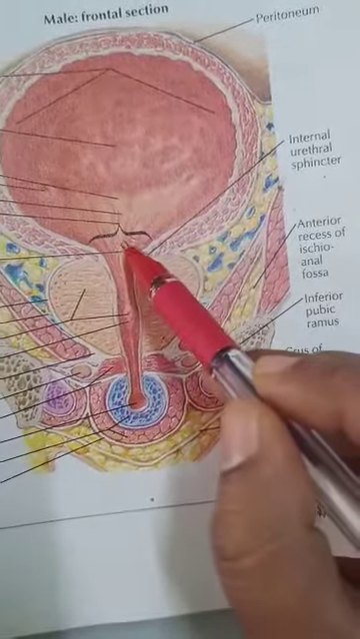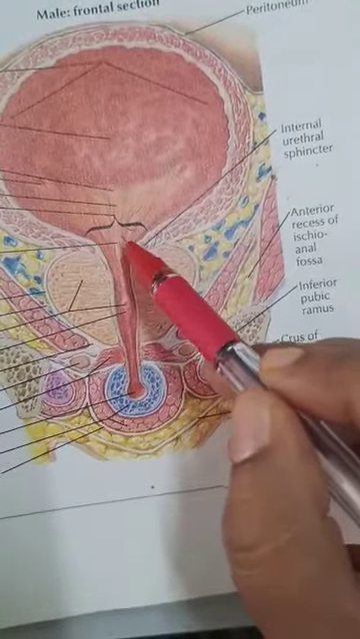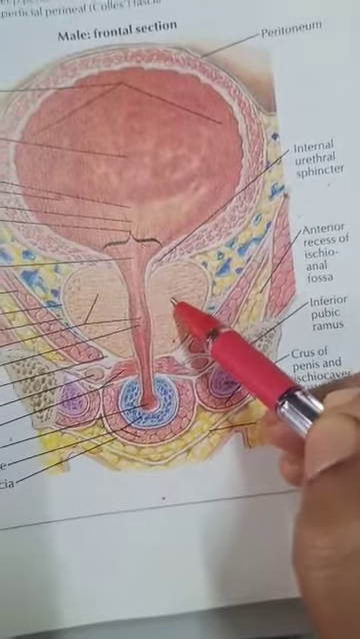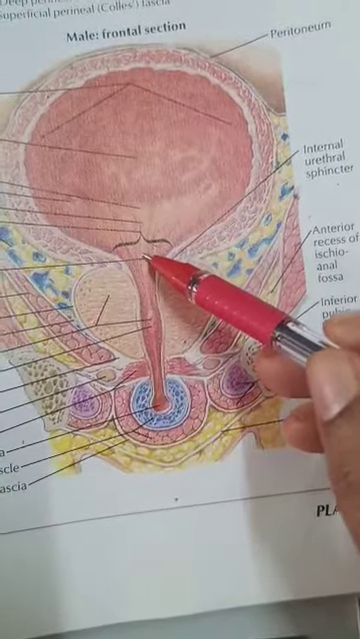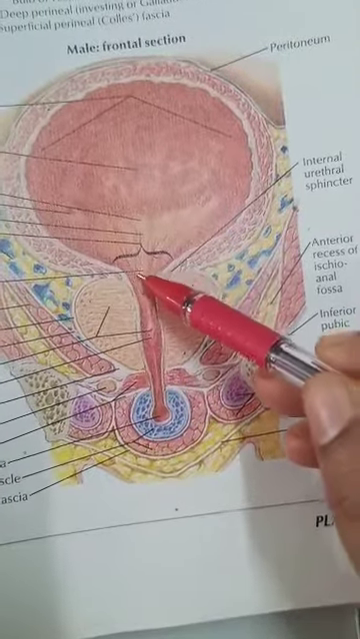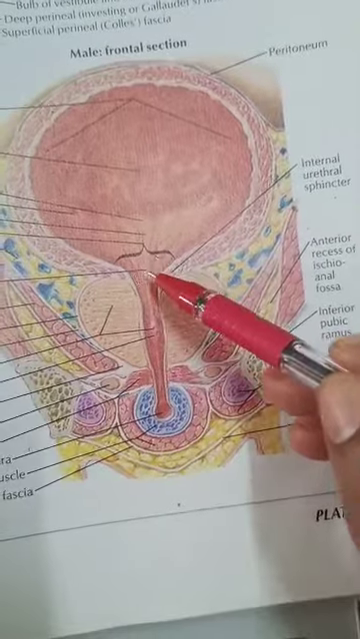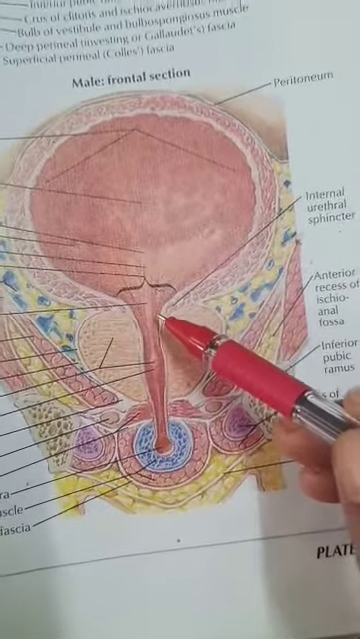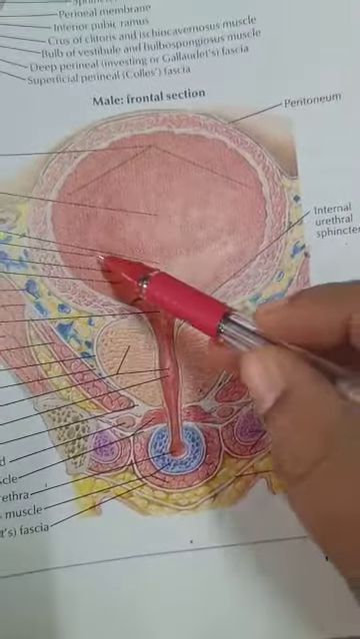Near the internal urethral opening, a bulging can be seen. That is produced by the prostate gland in case of males. So this prostate gland produces a bulging into the lower part of this trigone, and this is known as the musculus uvulae. This bulging is known as the musculus uvulae. So that is the interior of the urinary bladder.